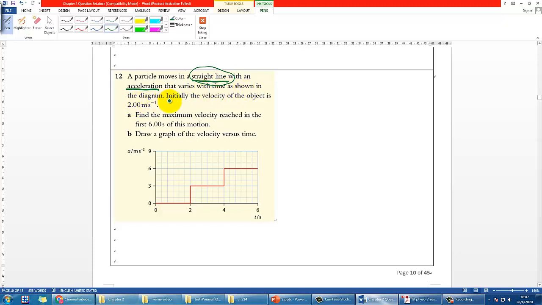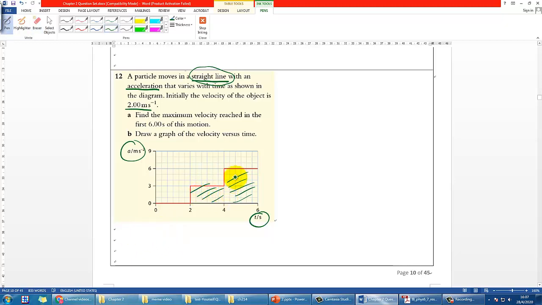With the time shown in the diagram, initially the velocity is 2. Okay, so this is an a-t graph, be careful. Find the maximum velocity reached. Since this is an a-t graph, the area under it represents acceleration times t, or the integral of a with respect to time, or simply a times t.